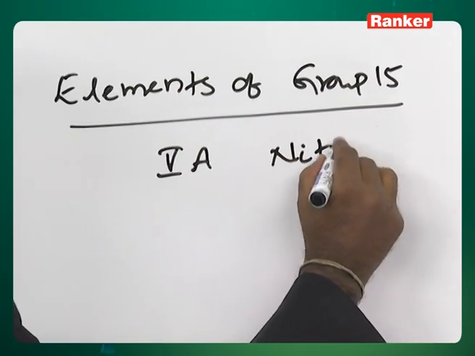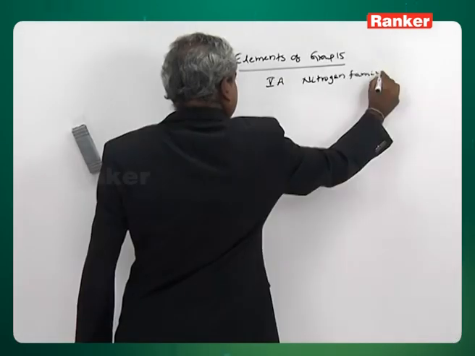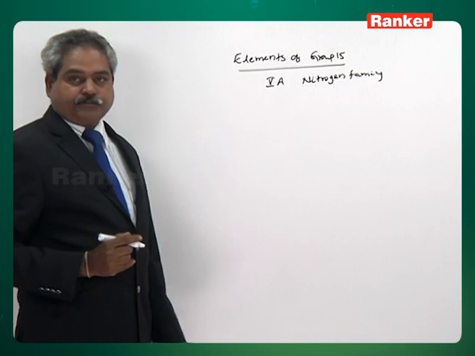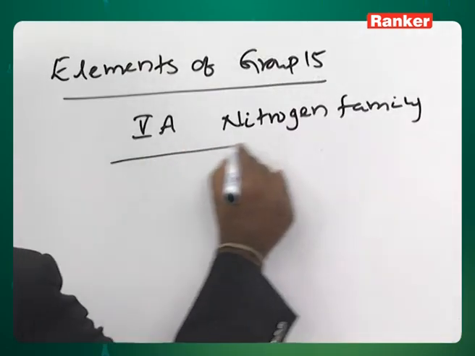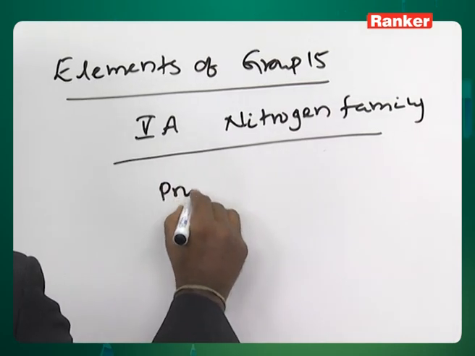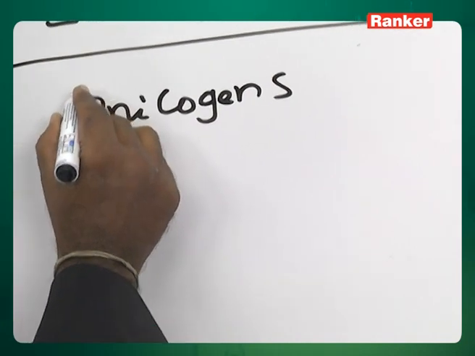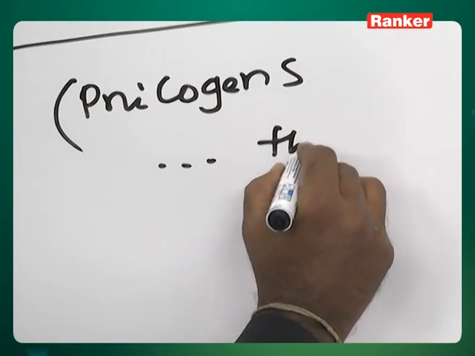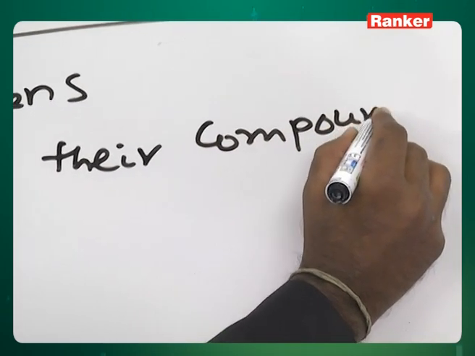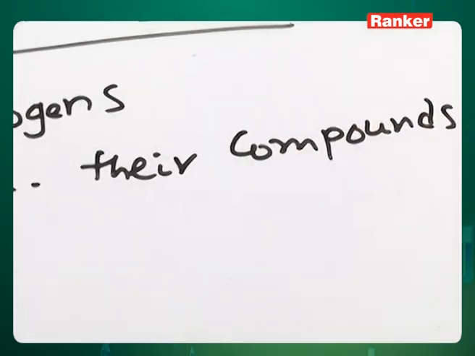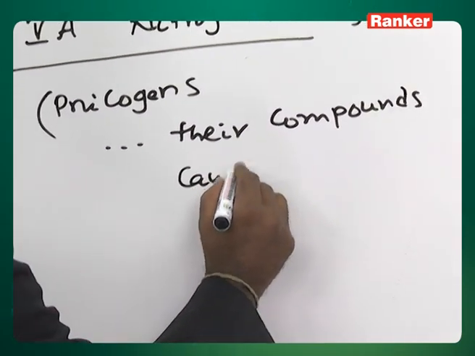Nitrogen family. They are also called nicogens. What does the name suggest? Their compounds cause suffocation. Their compounds means compounds of the elements of a fifth group. Their compounds cause suffocation.